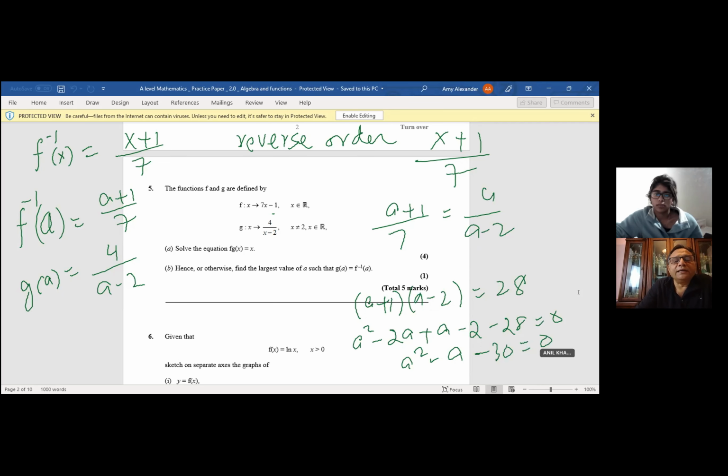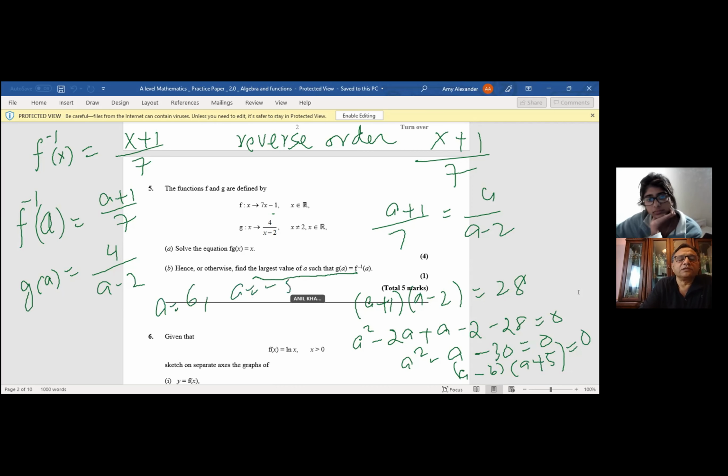Now it says, find the largest value of a, right? So hence or otherwise, find the largest value of a, given that this is equal to this. So this equation is true only for 2 values, and those 2 values were minus 5 and 6. (a minus 6) times (a plus 5) equals 0, correct? So we have a equals 6 and a equals minus 5. So the largest value is a equals 6.